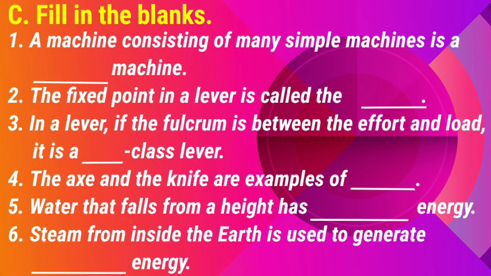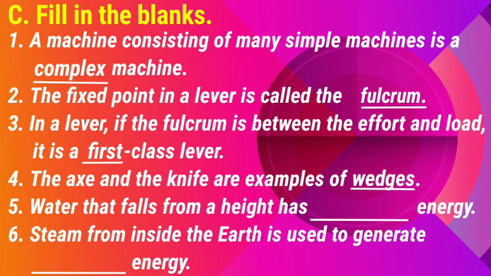C. Fill in the blanks. 1. A machine consisting of many simple machines is a complex machine. 2. The fixed point in a lever is called the fulcrum. 3. In a lever, if the fulcrum is between the effort and load, it is a first class lever. 4. The axe and the knife are examples of wedges. 5. Water that falls from a height has hydropower energy. 6. Steam from inside the earth is used to generate geothermal energy.